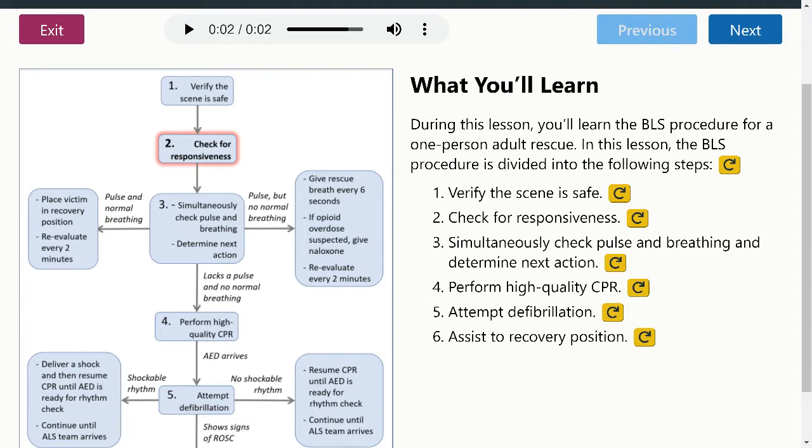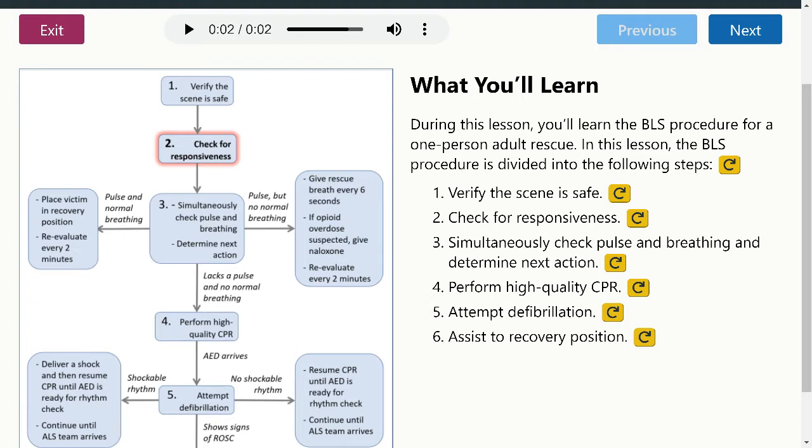So what that means is you're looking around, making sure you're not walking into danger, because you don't want to be a victim just like whoever you're trying to help. So if it's like a shooting, a fire, water everywhere, like you might drown or something, you gotta make sure that you are able to help your patient. You're gonna check for responsiveness.